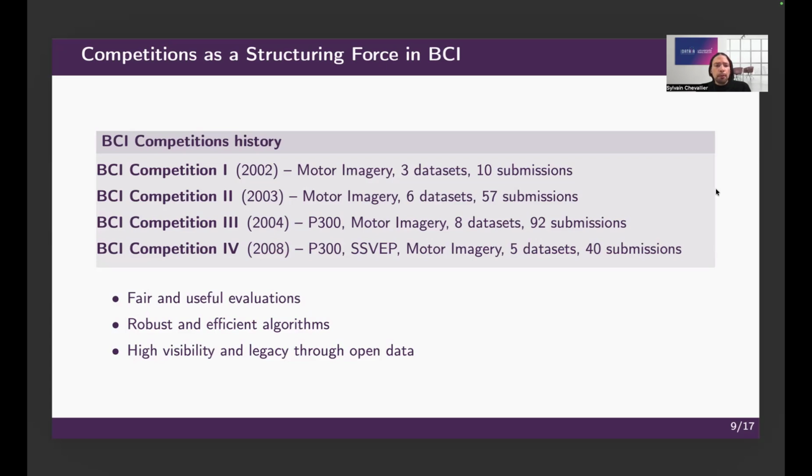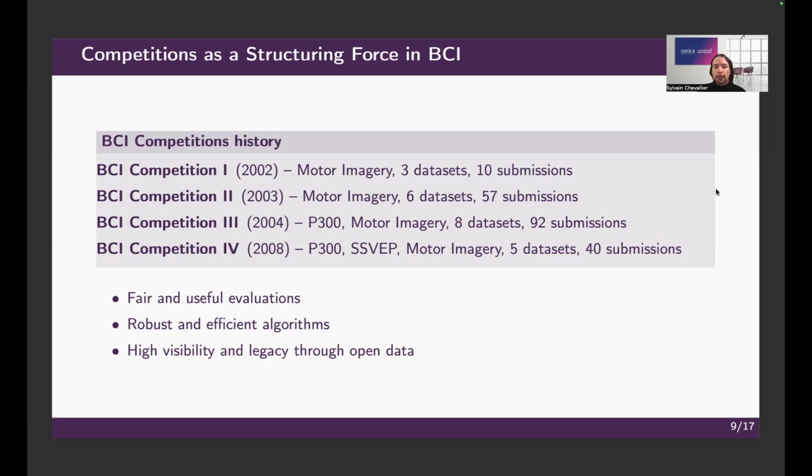So in 2003, there was the BCI competition 2, also on motor imagery paradigm. And this time there were more datasets, 6, and more submissions, 55. So 57, it was quite good. And the datasets were more difficult to process. In 2004, the BCI competition 3, one of the most famous BCI competitions, proposed a P300 paradigm and motor imagery as well on 8 different datasets and got nearly 100 submissions, from different teams.